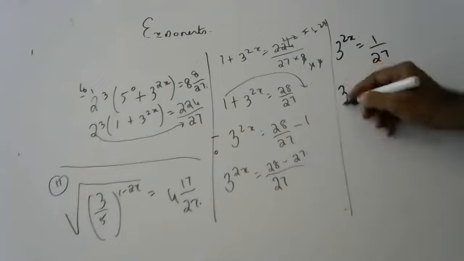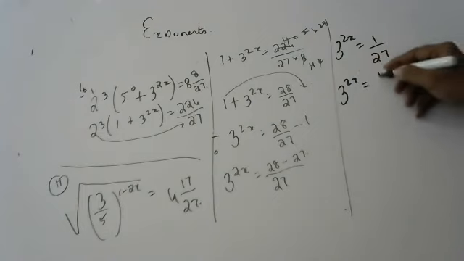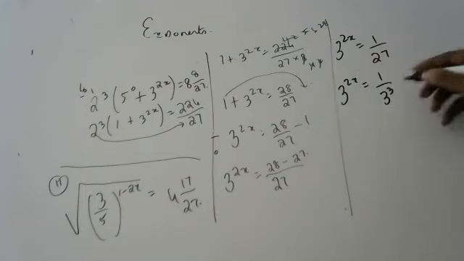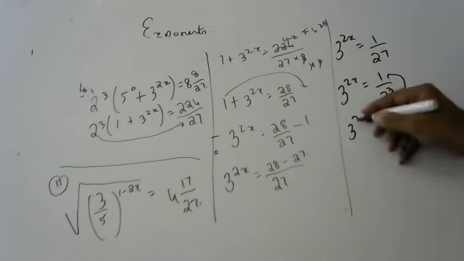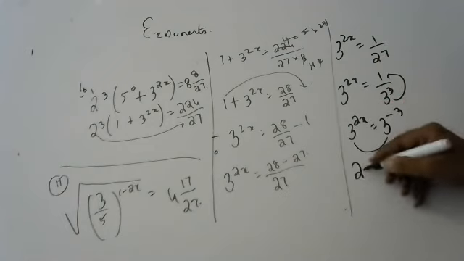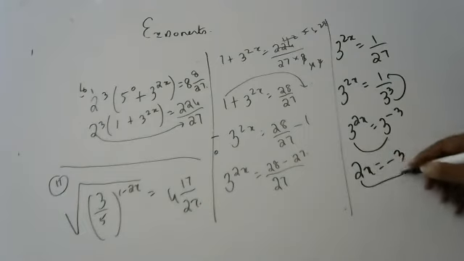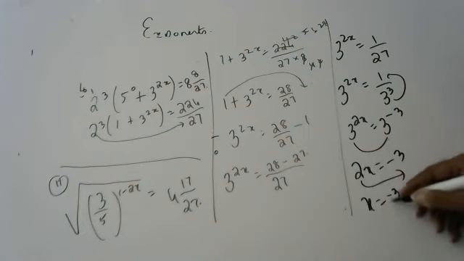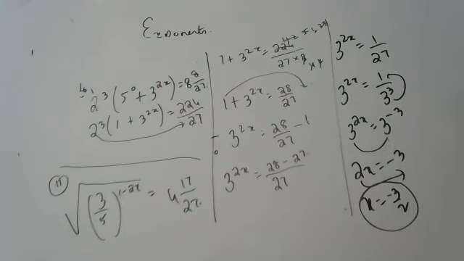Sir, we can write 27 as 3 cube. Yes, sir. When bases are same, powers can be compared. So 2x is equal to minus 3, x is equal to minus 3 by 2. That's it. I hope you enjoyed the sum, children.